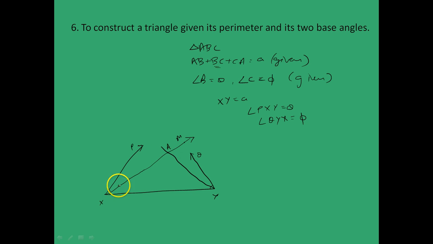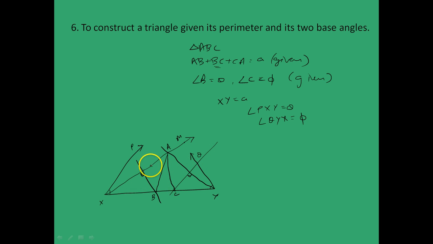And now draw the perpendicular bisector of XA, using the second method discussed. And if this is the perpendicular bisector, obviously the angle is 90 degrees. Let's call this point B, and do the same thing with AY and draw the perpendicular bisector. We'll call this point C. Now obviously join AB and AC.